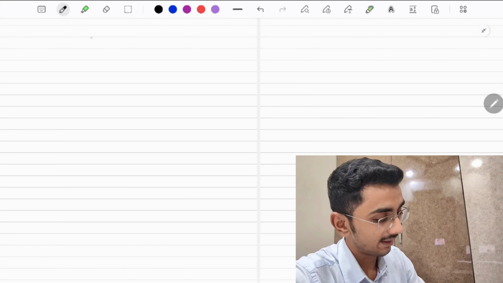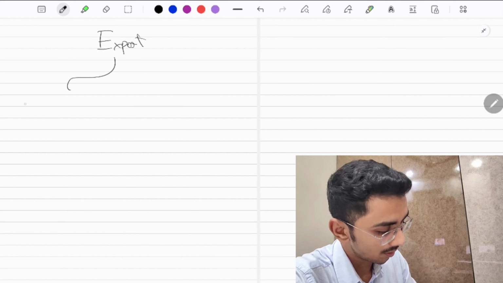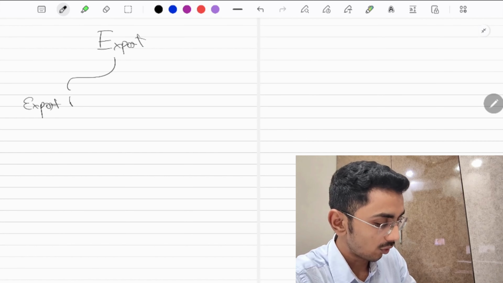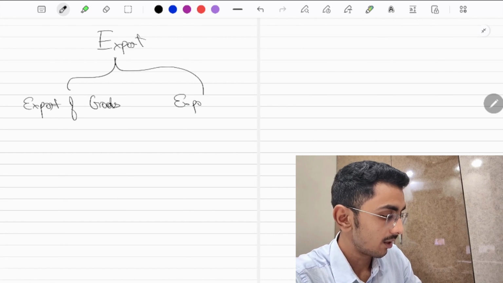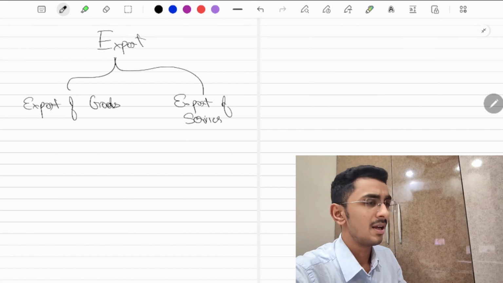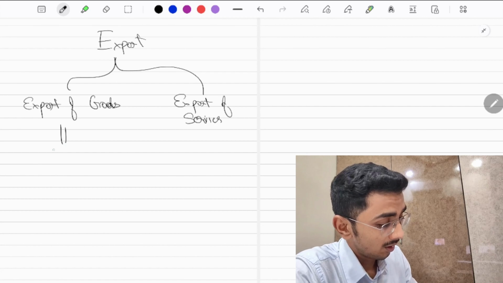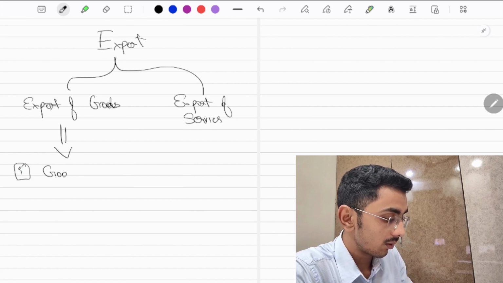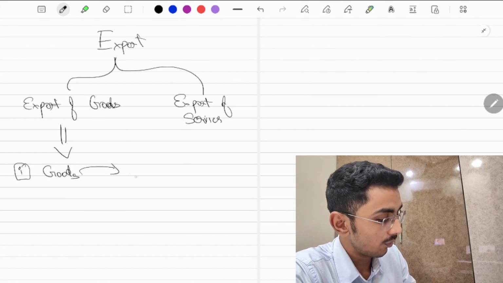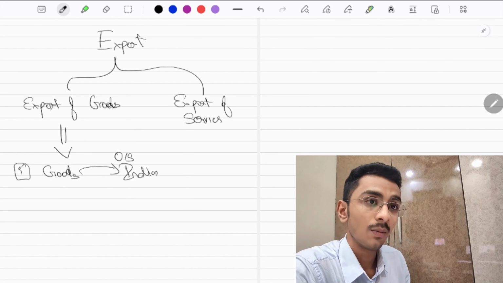Now let us primarily understand what is the definition of export. Firstly, export of goods and export of services. Very simple case. If you want to qualify under the benefit of export of goods, then you just have to satisfy one condition. Just one condition. That is that goods should be moved out of India. Goods should be moved out of India.